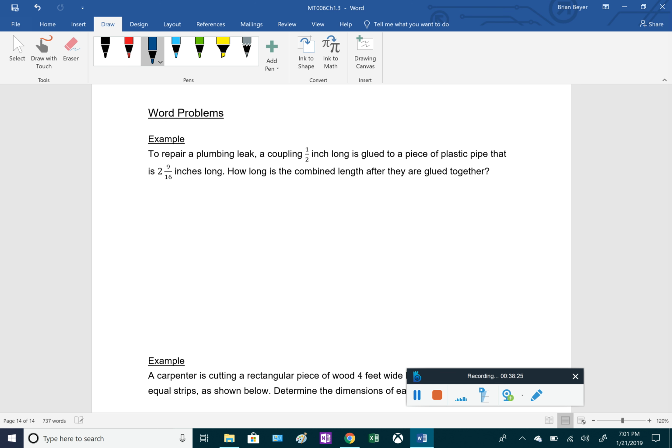So for this first example, to repair a plumbing leak, a coupling 1/2 inch long is glued to a piece of plastic pipe that is 2 9/16 inches long. We want to know how long is the combined length when they're glued together. So combined length, that tells us that we are adding, right? So what we have to do is add 1/2 plus 2 9/16.